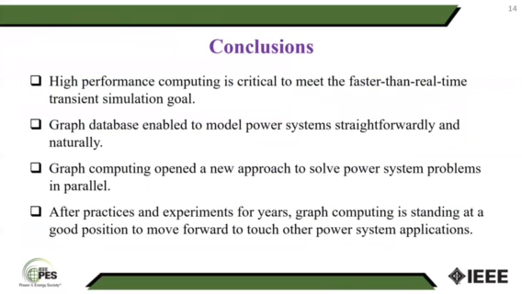Conclusions. High performance computing is critical if we want to achieve faster than real-time transient simulation. Graph databases enable us to model power systems more straightforwardly and naturally. Graph computing opened a new way for us to solve power systems in parallel.